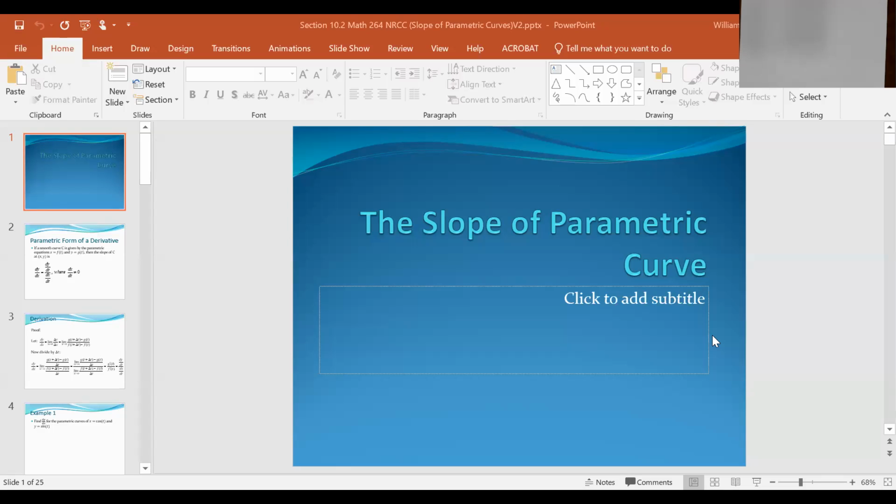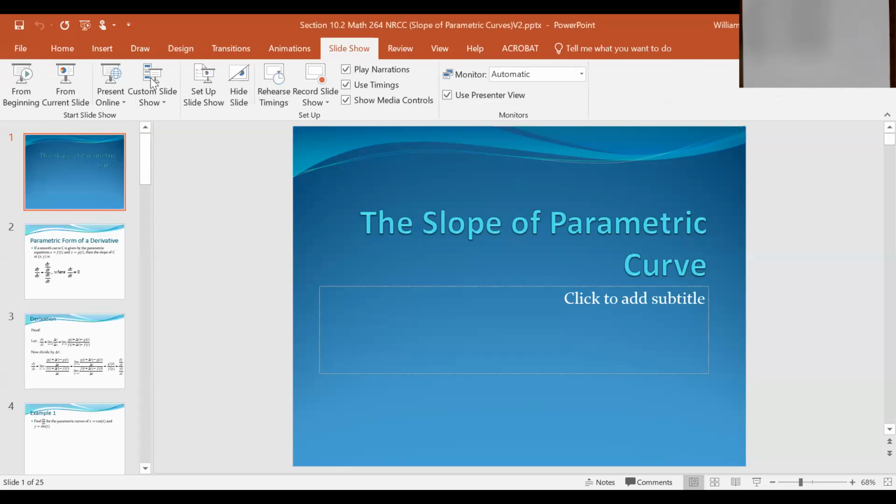Okay, the topic for today is the slope of a parametric curve, and I'm hoping this will help us for our class on Thursday. As we get a little bit more pressed for time, I was hoping this would help somewhat with the lesson on Thursday. So anyway, let's talk about the main topics for this section.